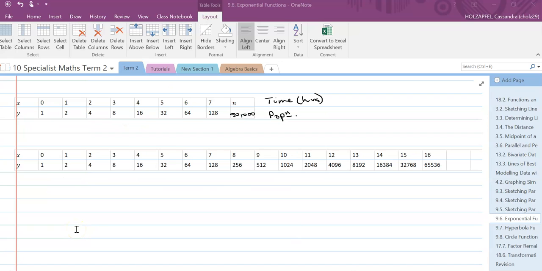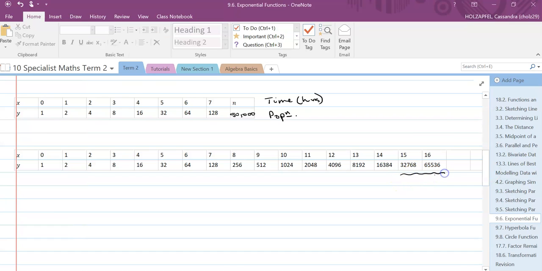I've gone ahead and calculated all of the values until I found one that went over that population of 50,000. Somewhere between the 15th and the 16th hour, the bacterial population is going to overflow. I think that probably you can recognize that there's going to be a simpler way to do this rather than trying to double this value each and every single time.